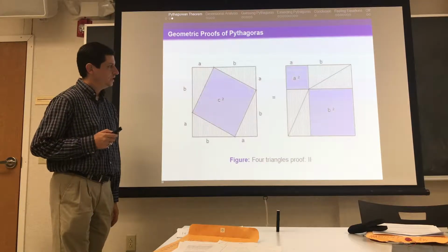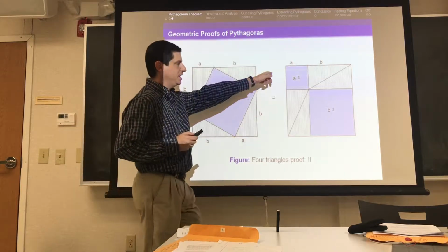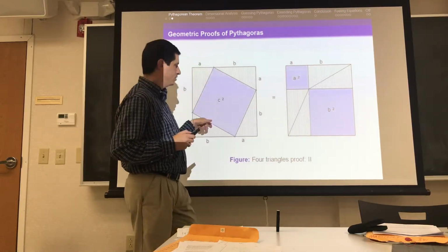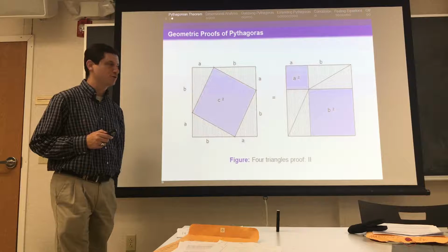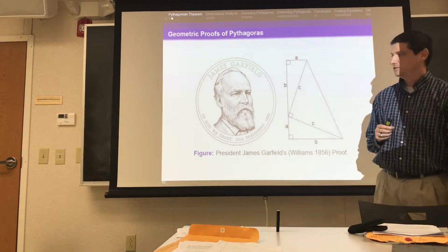If you want to arrange it slightly differently, here's another way of doing it, and you can see the a squared, the b squared, and then the 4 triangles fitting together nicely.